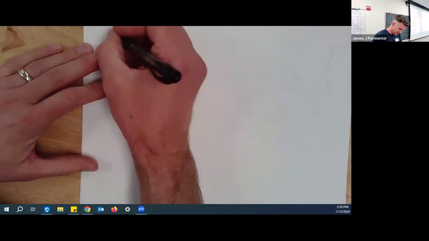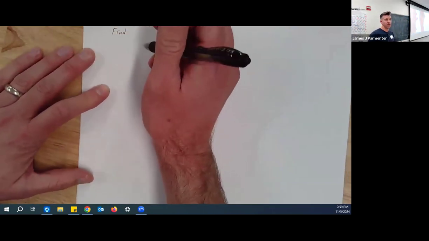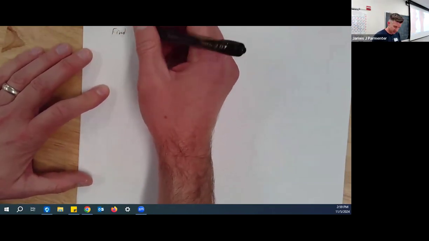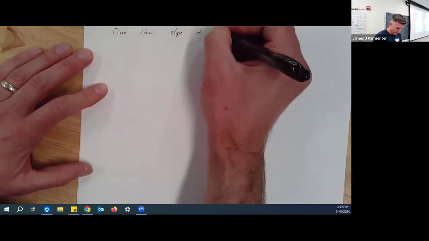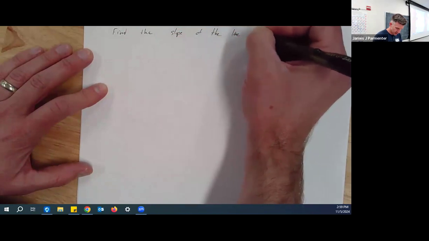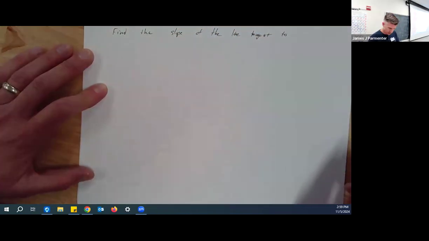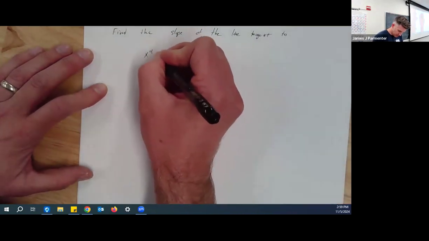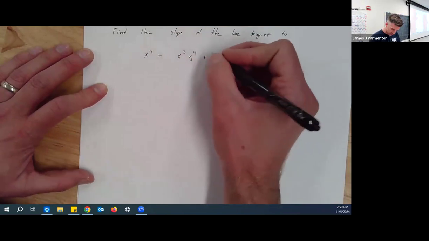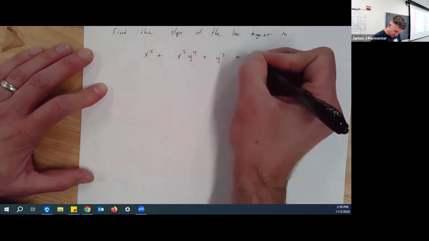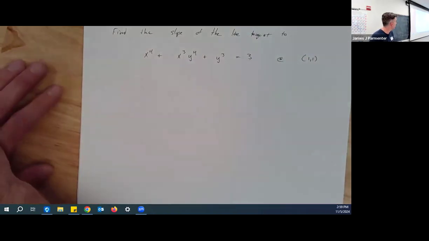Let's find... Instead of saying find the derivative, we're going to change this a little bit, and it actually leads to a slightly different process. Find the slope of the line tangent to x to the fourth plus x cubed y to the fourth plus y cubed equals 3 at the point (1, 1).